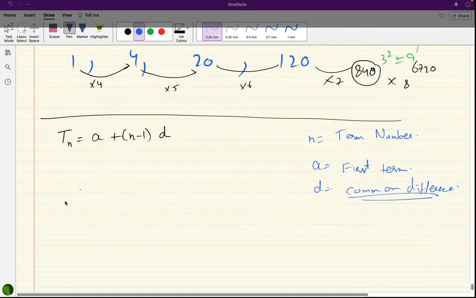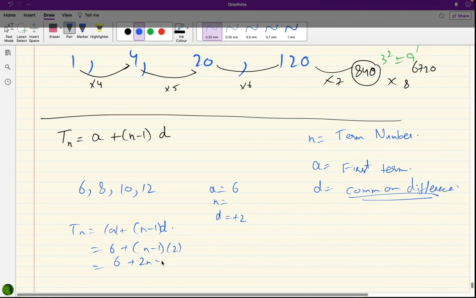Now let's take an example. 6, 8, 10, 12. This is one sequence. I can see that a is the first term, which is 6. n is the term number, and d is the difference, which is plus 2 in this case. So Tn is a plus n minus 1 into d. Now a is 6, d is 2. Simplifying to get 2n plus 4. Now I'll see if this fits. I'm checking for T1. 2 into 1 plus 4 is 6. So I do get that.